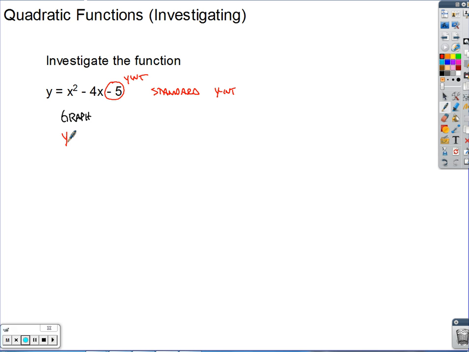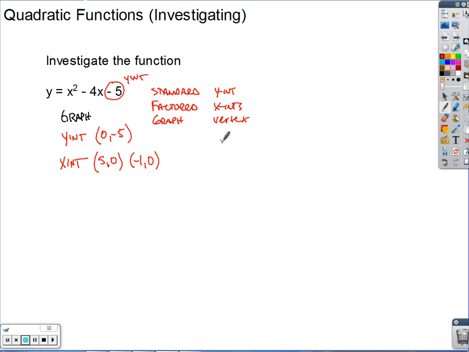So in our investigation, the y-intercept is going to be 0, negative 5. The best part about factored form, which was the previous problem we just did, is that it tells us the x-intercepts, which we found in the previous problem to be 5, 0, and negative 1, 0. Okay, and then the best part about graphing form is that it tells us the vertex, or the locator point. In this case, for the parabola, the vertex is the locator point. It was 2, negative 9.